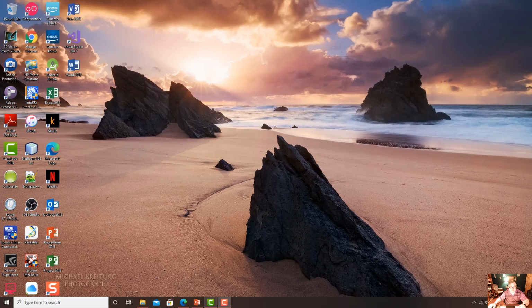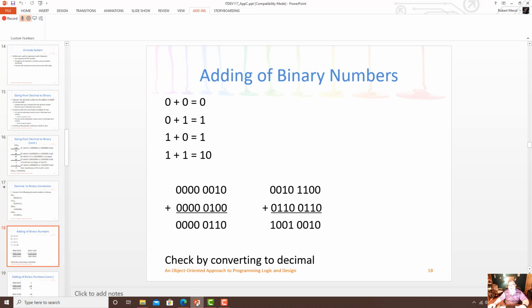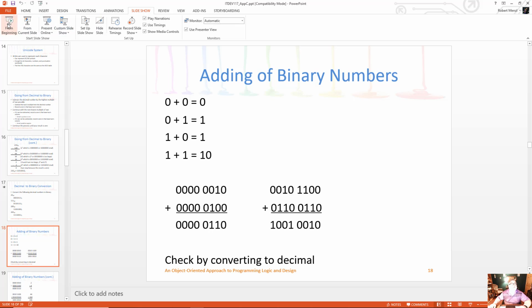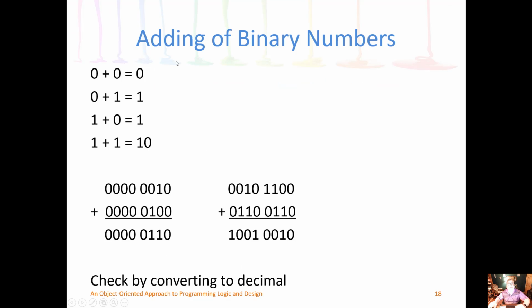Okay, in this video, we're going to learn how to add and subtract binary numbers. So, first thing I want to show, let's just get this full screen, is the adding of binary numbers. So if I have a 0 and a 0, add them together, that's a 0. 0 and 1 is a 1. 1 and a 0 is a 1. And 1 and a 1 is a 0, carry the 1. So it becomes 1, 0.